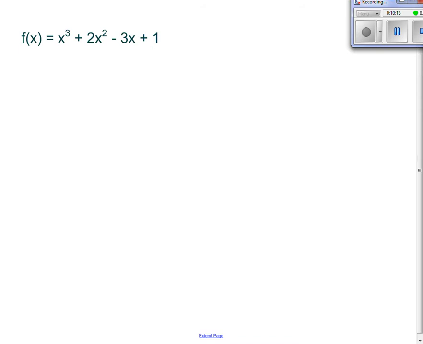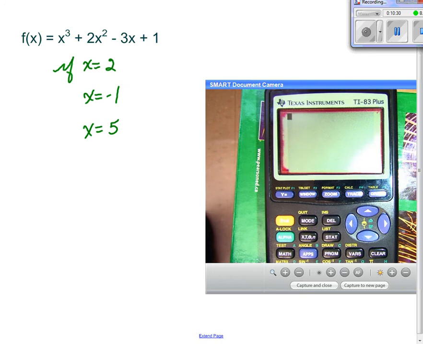To verify, we're going to use technology for the same function. We're going to look at x equals 2, where we know what our value should be. Let's look at -1 again, to make sure we did our calculations right, and x equals 5. We're going to use a graphing calculator. We're going to try this two different ways.